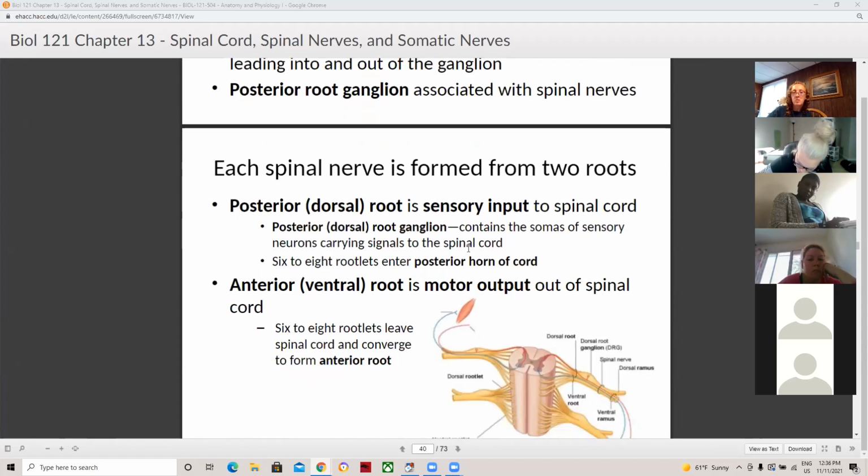So each spinal root is formed from two roots: the dorsal root, which is the sensory input into the spinal cord, and the dorsal root ganglion contains the somas, the cell bodies, of the neurons carrying signals to the spinal cord. 6 to 8 rootlets are going to leave that dorsal root ganglion and enter into the posterior dorsal horn of the spinal cord.